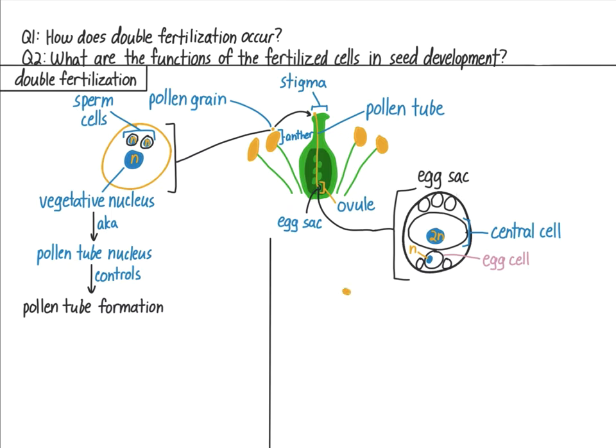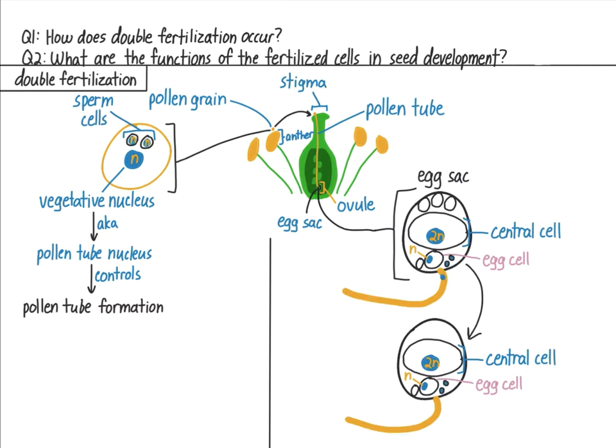Here is a pollen tube reaching the egg sac in our diagram. When this occurs, one of the synergid cells degenerates. The two sperm cells then enter the egg sac. One haploid sperm cell enters the haploid egg cell and fuses with the egg cell nucleus, forming a diploid nucleus. This cell is now a zygote. It's this zygote that will produce the offspring plant.